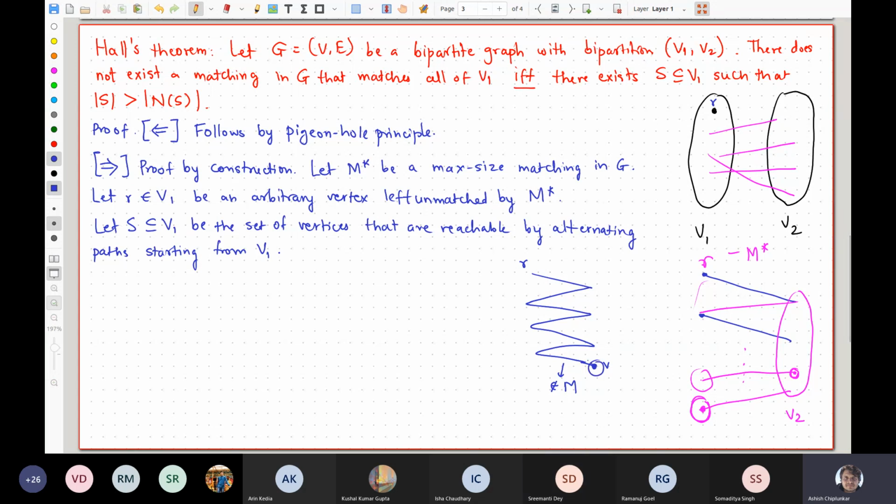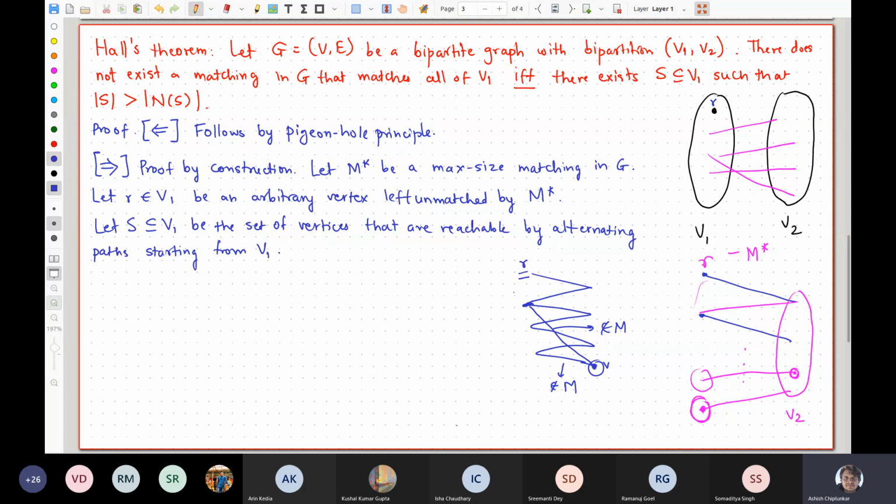V cannot be matched to any of these, right? Every time you visit a vertex on the left hand side, except for this R, the previous vertex is its partner, and a vertex cannot have two partners. So therefore, such an edge cannot be in M. So what does that mean? V does not have a partner.